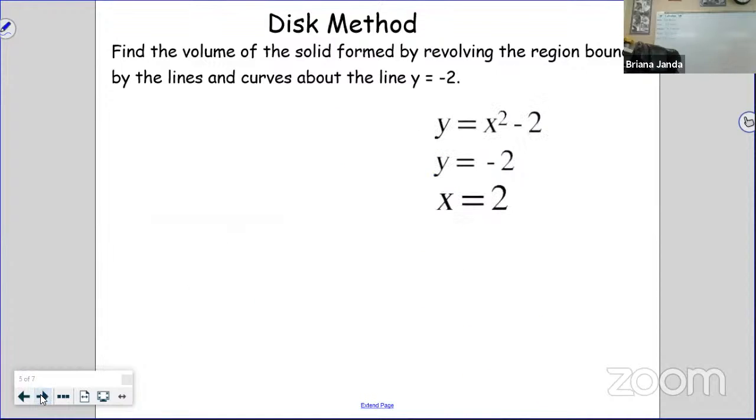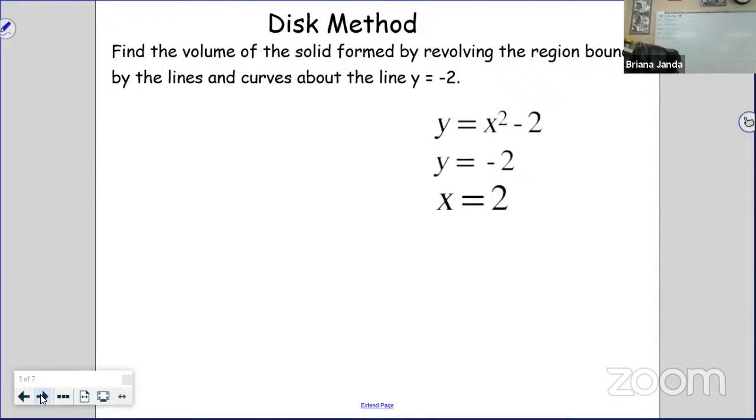We have 2 examples left, and we are changing our axis of rotation. So notice we've got a few more functions to deal with this time. It says find the volume formed by revolving the area bounded by all 3 of those, y equals x squared minus 2, y equals -2, and x equals 2. And this time, notice we are revolving around something that's not an axis. We are revolving around the line y equals -2.